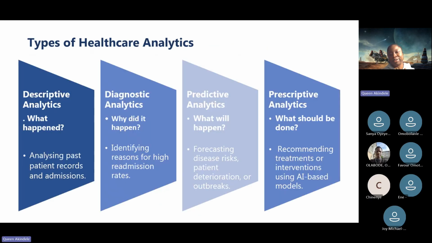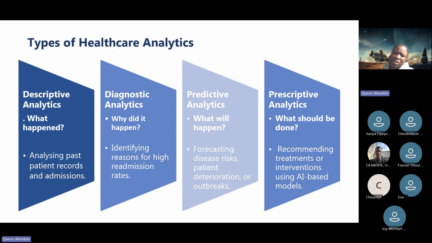So here we're looking at the types of healthcare analytics, and we have 4 types. We have the descriptive analytics, we have the diagnostic analytics, we have the predictive analytics, and we have the prescriptive analytics. So when we talk about descriptive analytics, we're trying to look at historical data, the data that has been supplied to the organization already.